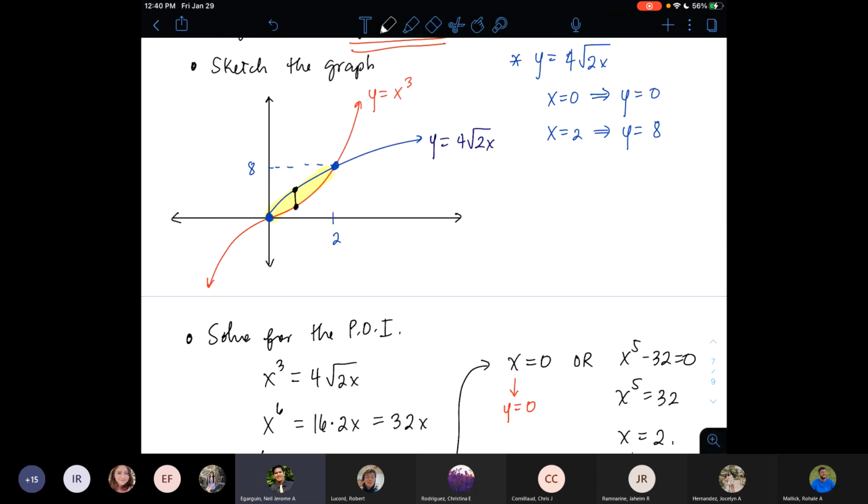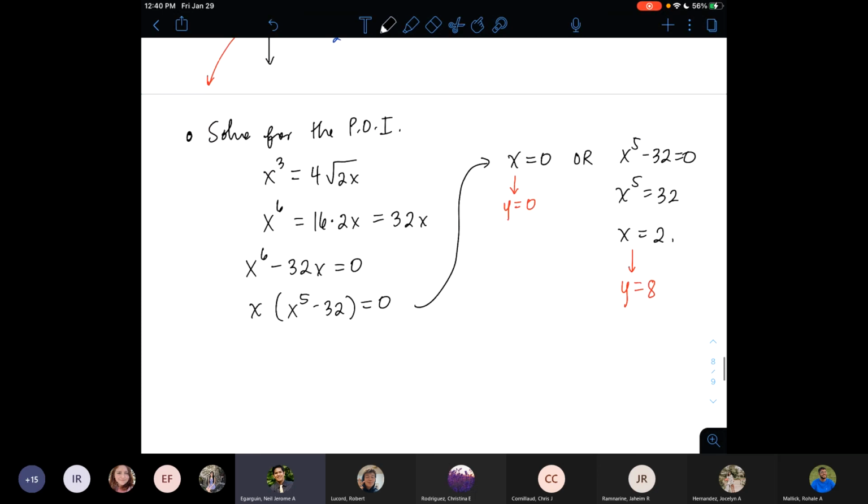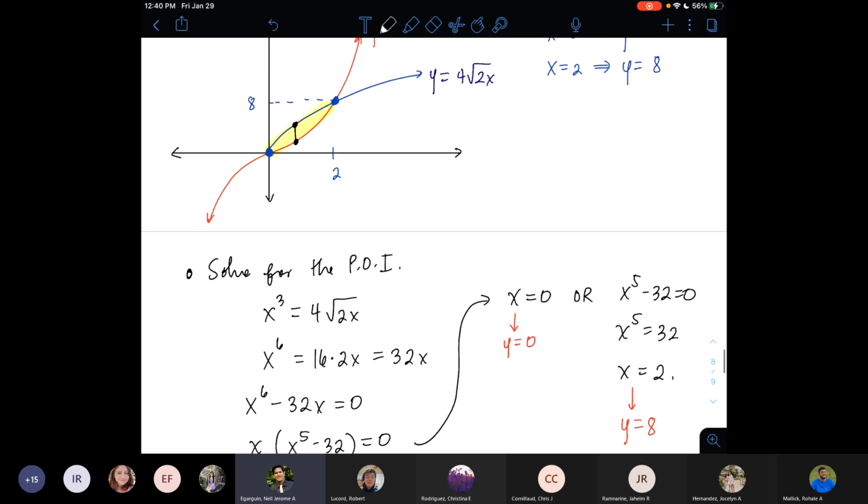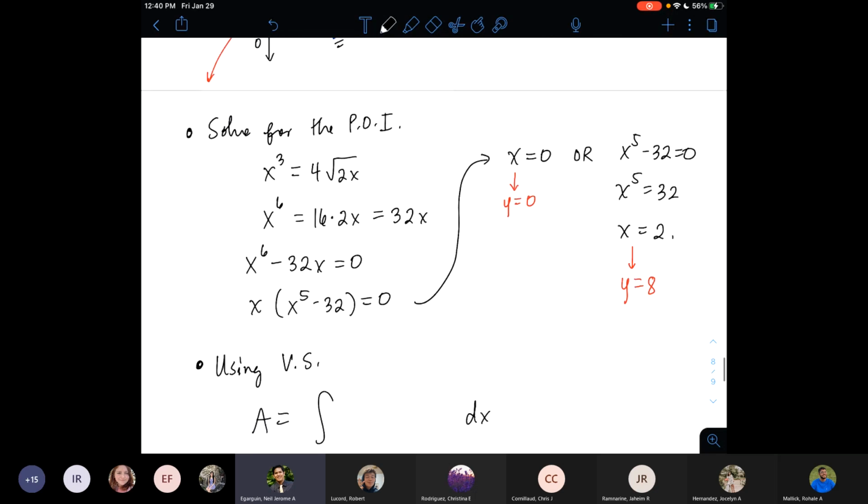If I use vertical strips, I'm perfectly fine, because anywhere I draw that vertical strip within the region, the blue function is always on top. The red function is always at the bottom. So that means I don't need to split the integral up. In this particular case, using vertical strips, area is in terms of x, and then the bounds would be bounds for x. If you go back to the region, we know that the region started here at x equals 0 and ended when x is equal to 2.